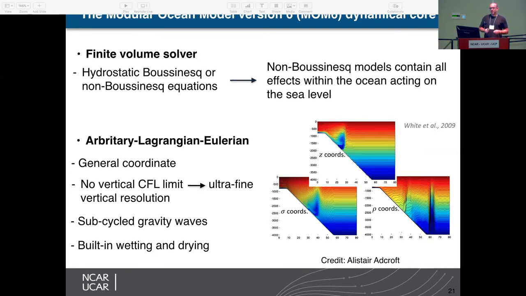One of the advantages of this coordinate system is you have no vertical CFL limit, because basically the thickness of your grid is moving up and down depending on the convergence and divergence of the horizontal flow. It has the option to subcycle gravity waves, and another very nice capability is the built-in wetting and drying, which I'll show an example of in a second. So things like, for example, a wave pushing into the shore and then coming back, like with tide, making the land point wet or dry. In this model, that capability is built in.